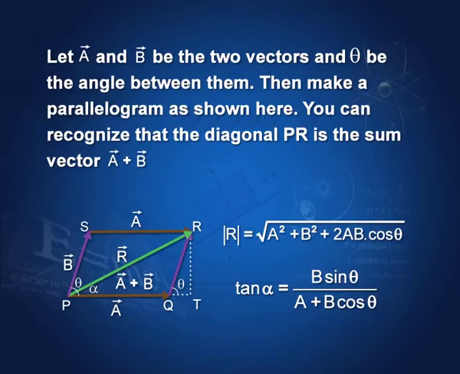geometry, we shall be able to show that the magnitude of the resultant is the square root of a square plus b square plus 2ab times cos theta, and alpha gives the direction of the resultant, tan alpha is equal to b sin theta by a plus b cos theta. If you know a little bit of trigonometry, you can do it easily.